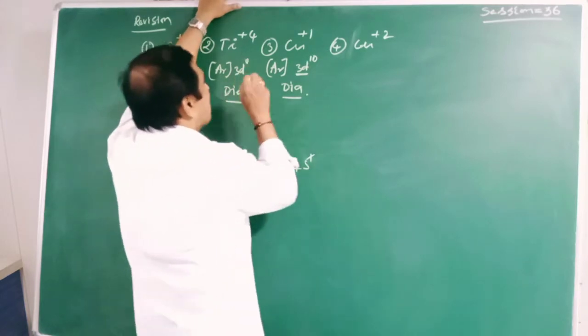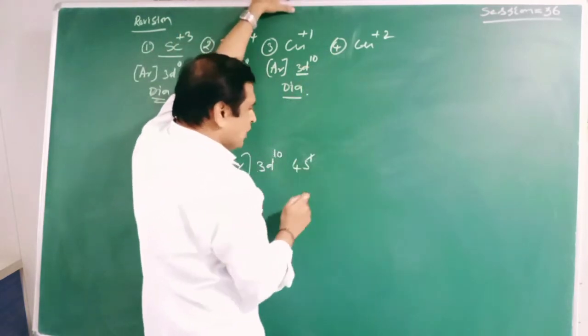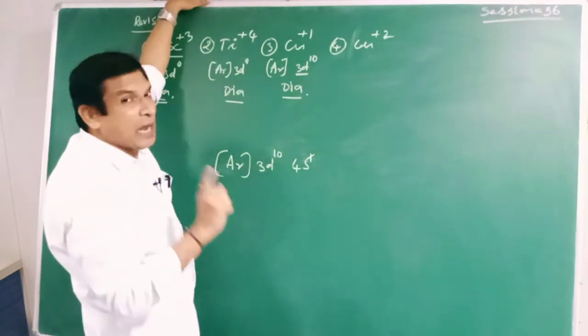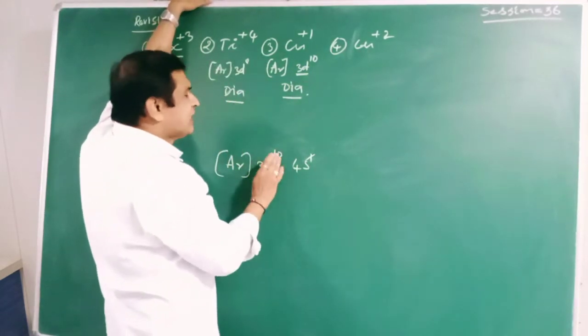Now copper plus 2. That means it loses 1 electron from the outermost 4s orbital and 1 more electron from the 3d orbital.